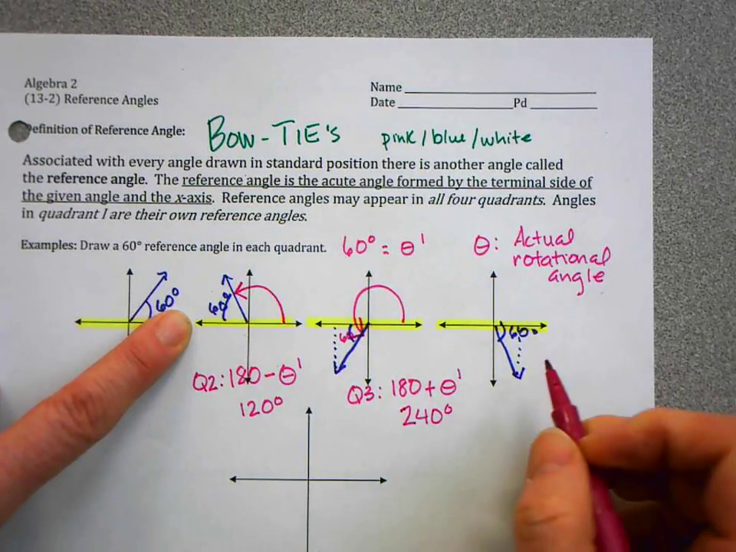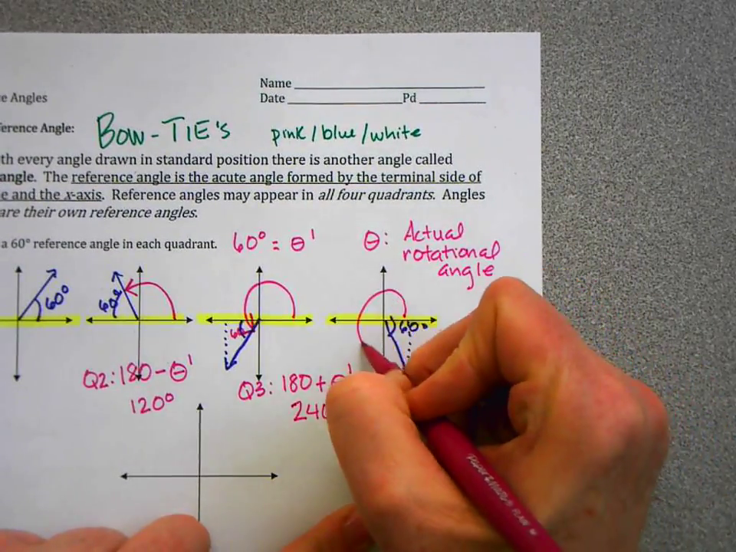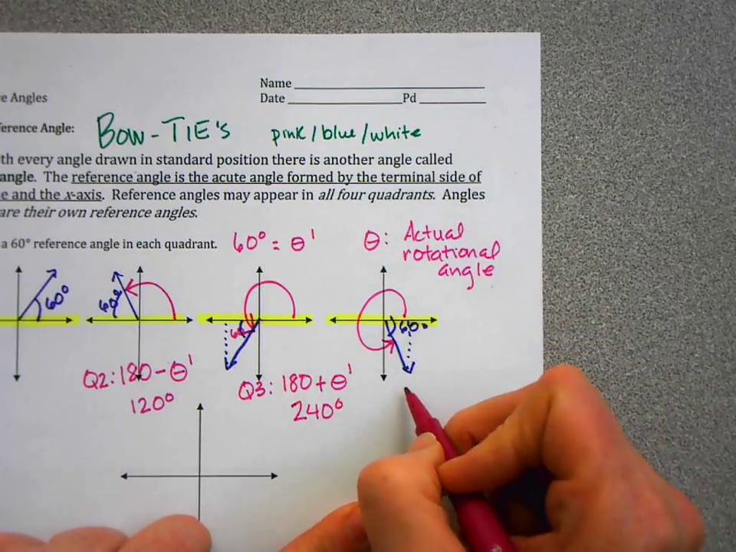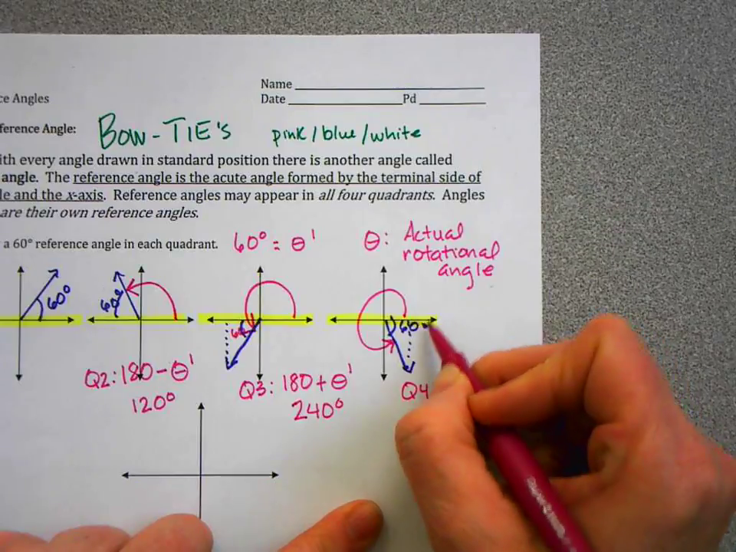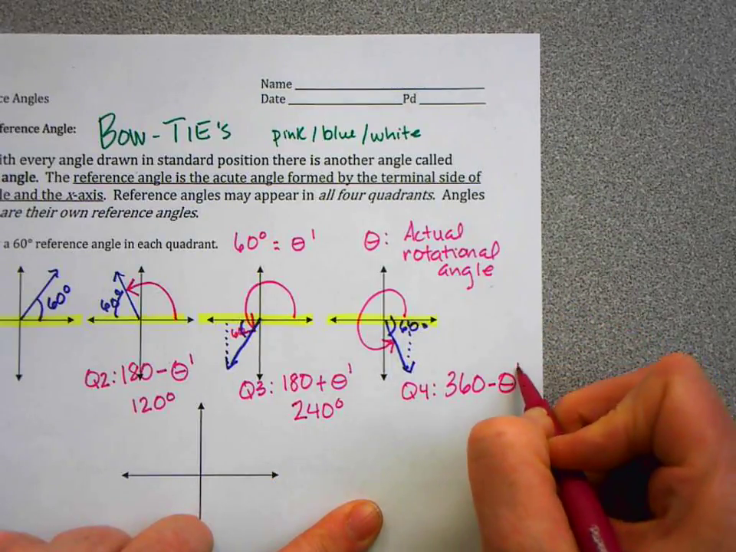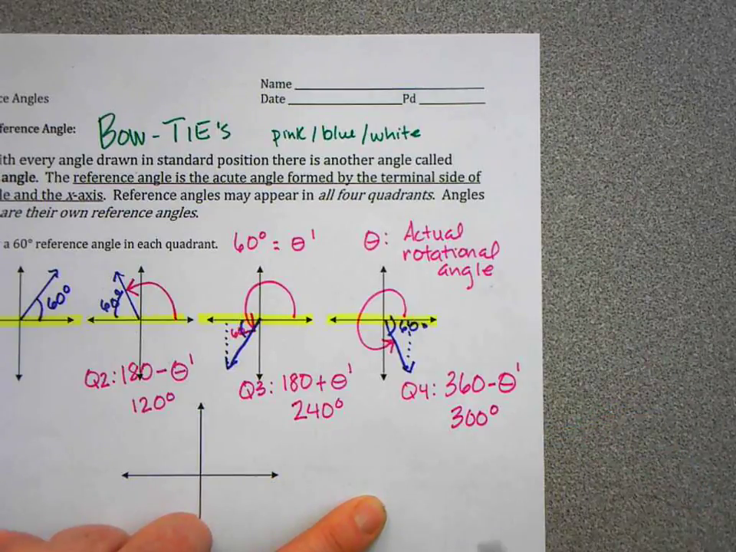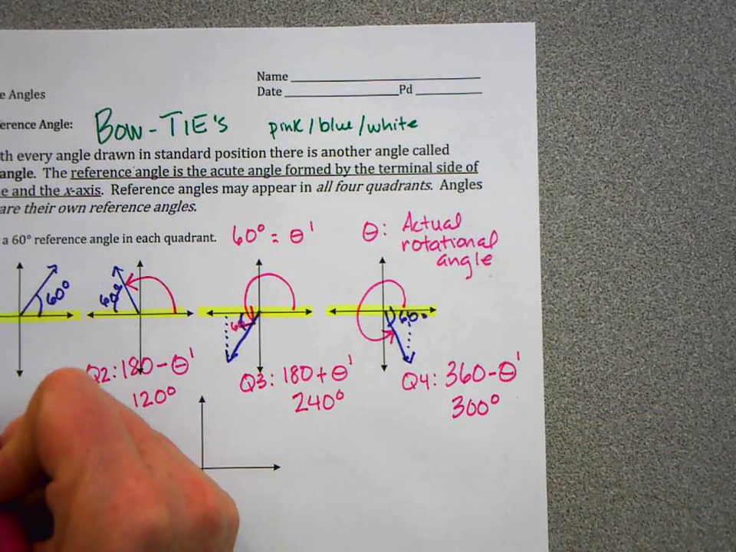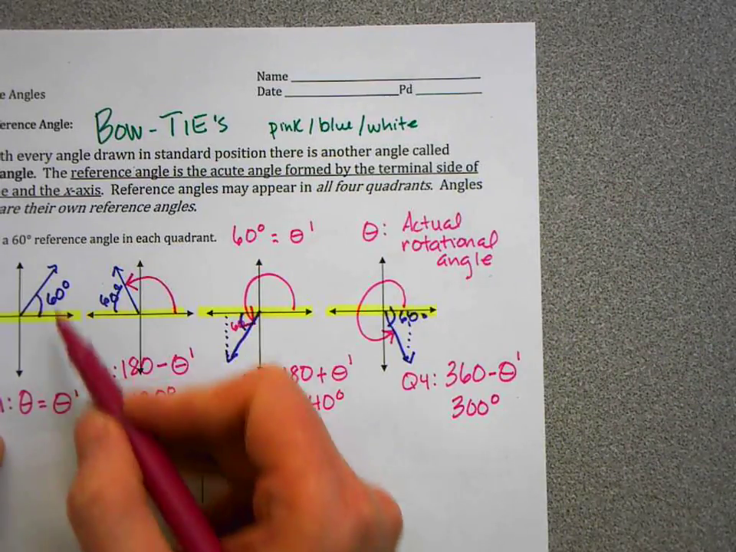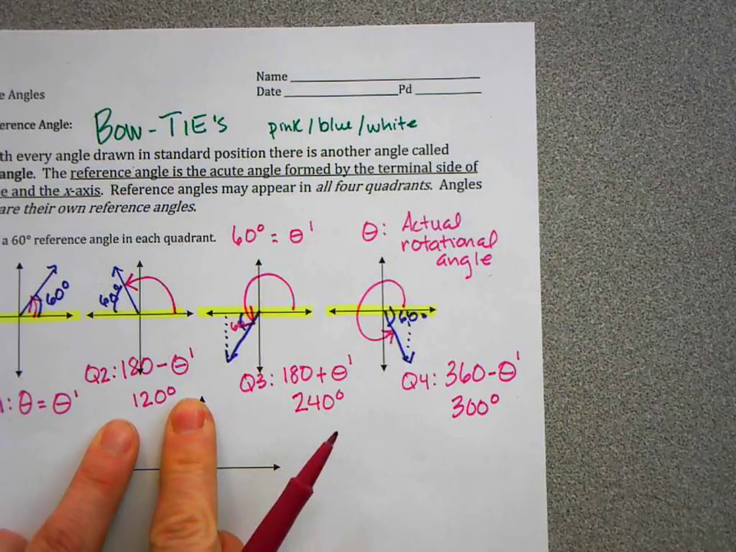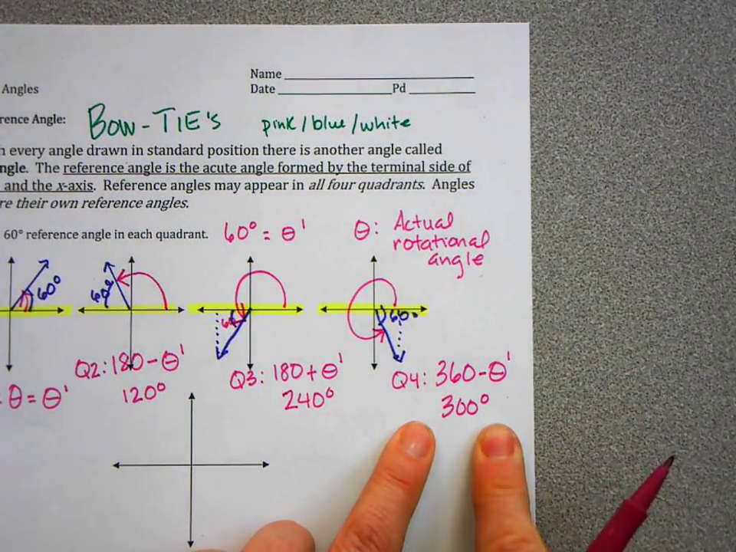240. And in the fourth quadrant, I start at 0, I go all the way. How do I get that much rotation? I take 360 and I subtract theta prime, so 360 minus 60 is 300 degrees. So in quadrant 1, theta equals theta prime. It's just 60 degrees, that much rotation. Quadrant 2, 180 minus theta prime. Quadrant 3, 180 plus theta prime. Quadrant 4, 360 minus theta prime.